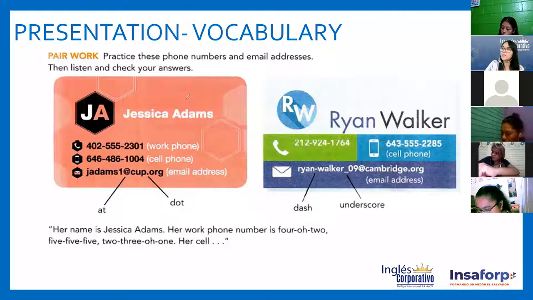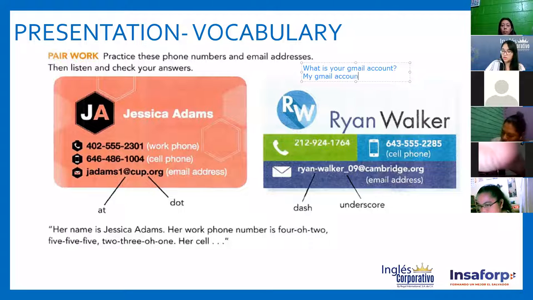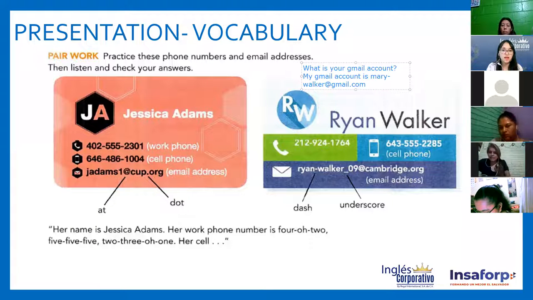Okay, so what is your Gmail account? ¿Cuál es su correo? What is your Gmail account? My Gmail account is, digamos, Mary Walker at Gmail.com. What is your Gmail account, Catherine, Patricia?